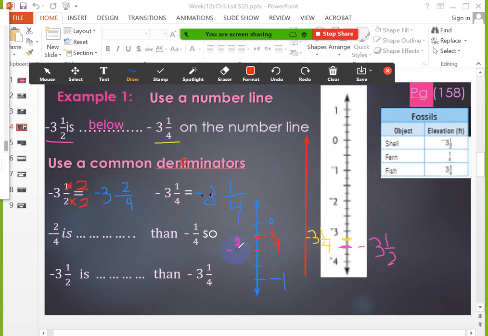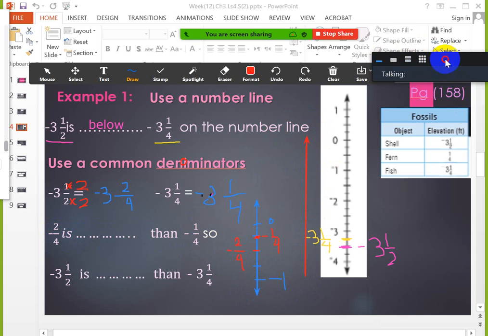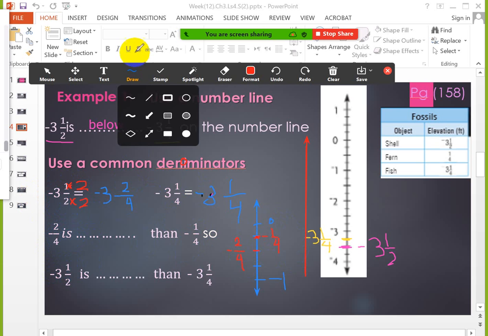Which one is the less one? Which number? Of course, negative 2 over 4 is less than negative 1 over 4, according to this direction, girls. When the direction goes up, the number becomes greater. So look, negative 2 over 4 is below negative 1 over 4, or you can say that negative 1 over 4 is over negative 2 over 4. That means this is the greater number. That means negative 2 over 4 is less than negative 1 over 4. That's why this number is less than this number.